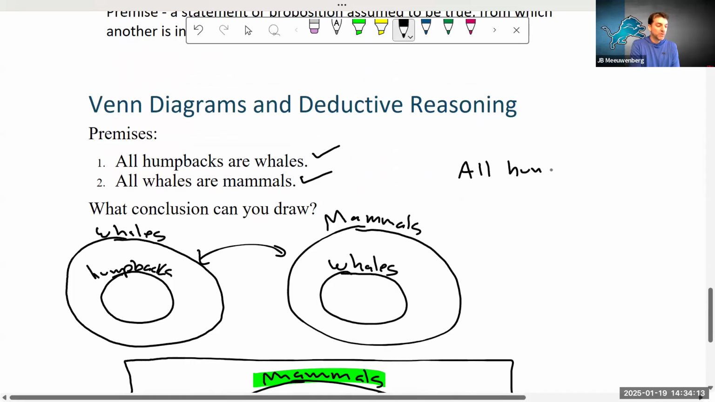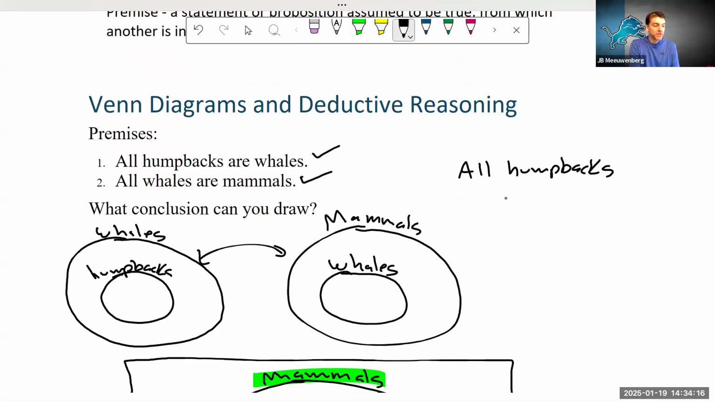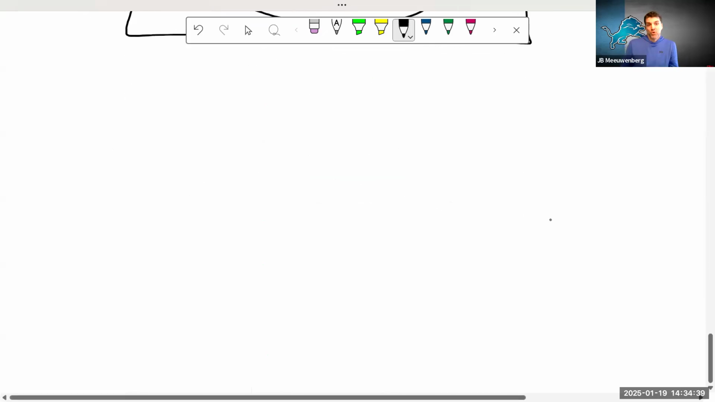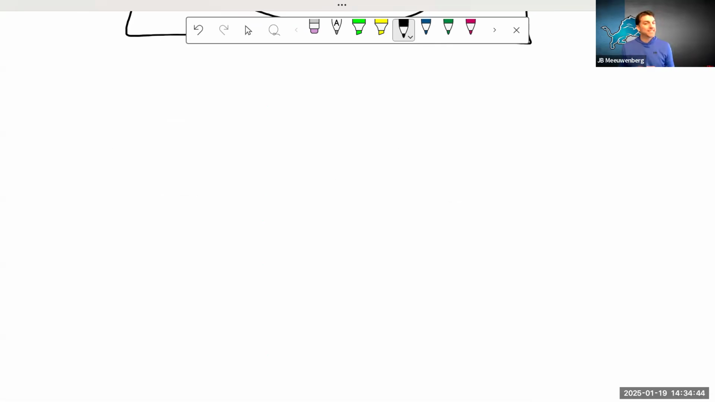All humpbacks are mammals. There we go. That is a valid conclusion. And we showed that using some Venn diagrams and the idea of a subset. Now, maybe you already knew that all humpbacks were whales and therefore mammals. Maybe you didn't. One of the nice things about using deductive reasoning is that you don't have to know anything about the subject matter to draw a logical conclusion.